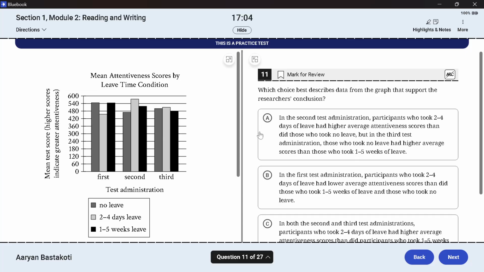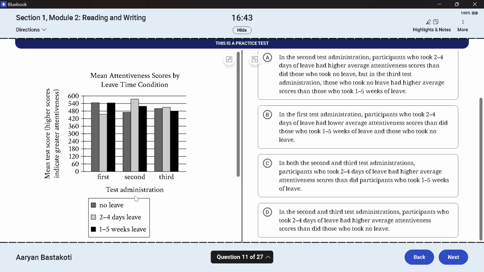We need the choice that supports the researcher's conclusion. So what we need is to compare these two leave times, longer and shorter leave times. In the first and second test administration, participants who took 2 to 4 days of leave had higher average attentiveness scores than those who took no leave. But in the third test administration, not really. We need to compare these two things.